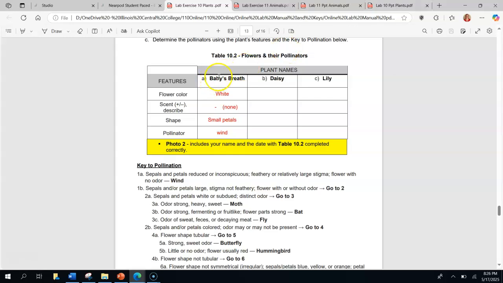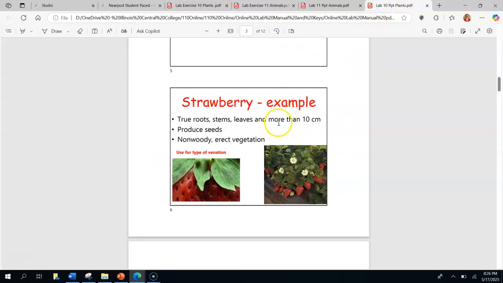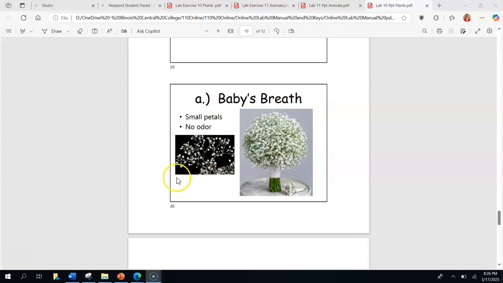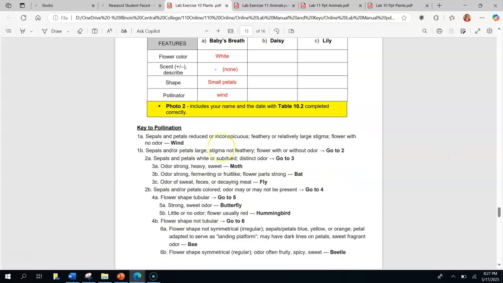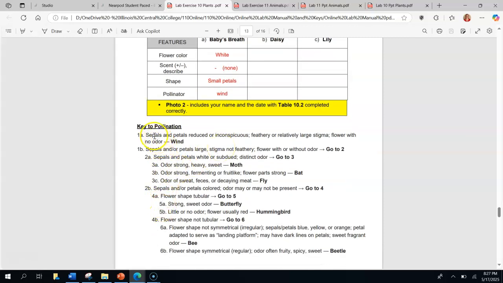So it says baby's breath. So we're going to go back to that PowerPoint slide. And here's our pictures of baby's breath. Small petals, no odor. So those are the 2 pieces of information that we're going to use for our table. So flower color was white. They had no odor, so none. Their shape was small petals, and we're going to figure out how we know that the wind is their pollinator. So we're going to work our way through here. So sepals and petals reduced or inconspicuous, meaning very small, feathery or large stigma, flower with no odor. Well, right there, 1A got us to wind.